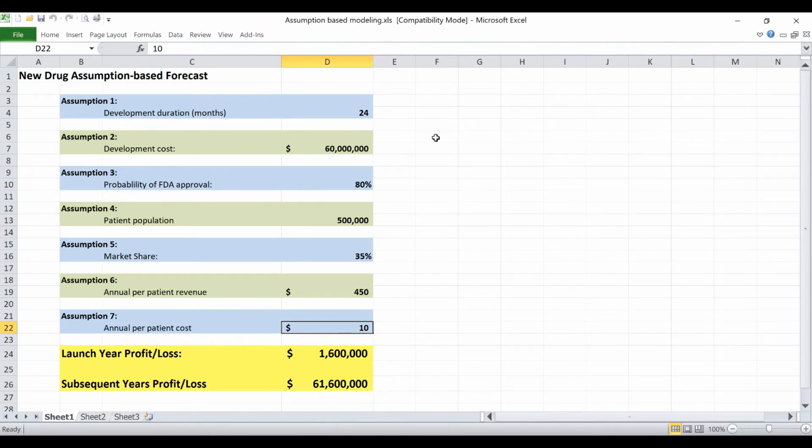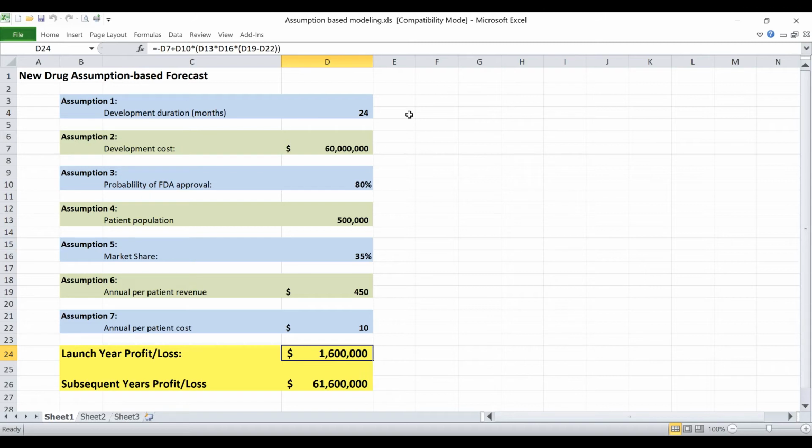That would be at a cost to the patient of $450 annually, and our cost of goods at $10. So the main idea is I have these assumptions, in this case 7 of them, and I've put in what our assumptions are for each. That yields a forecast for the first year of sales, where I would actually recoup all of my development cost and show a very small profit, $1.6 million. In subsequent years, we'd be making a lot of money, $61 million a year. So clearly, at this stage of the game, before we started product development, our assumption-based model is leading us to think this would be a very good endeavor.